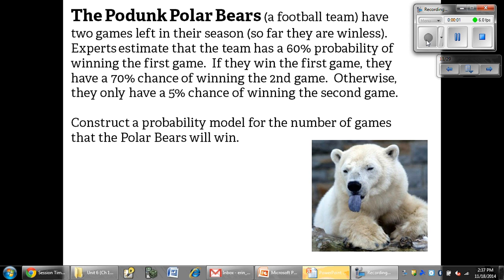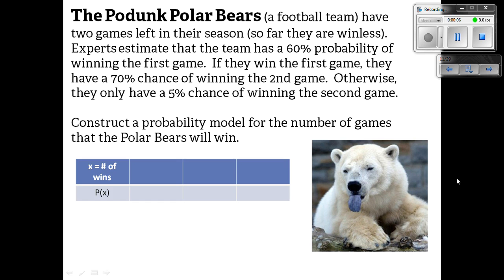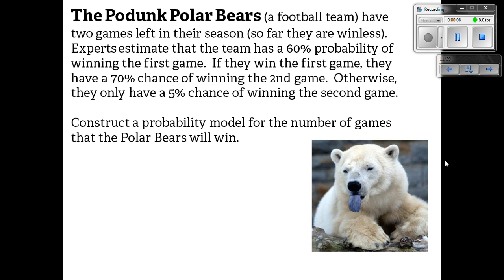Okay, so new example. Now we have a word problem that we are trying to create a probability model for. The Podunk Polar Bears, a football team, have 2 games left in their season. So far, they are winless. Experts estimate that the team has a 60% probability of winning the first game. If they win the first game, they have a 70% chance of winning the second game. Otherwise, there's only a 5% chance of winning the second game.